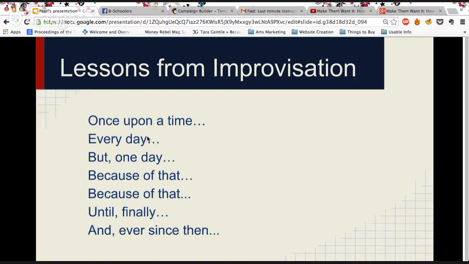So if every about page started resembling this outline, that wouldn't work. That wouldn't be good. It would be boring and repetitive. But everyone can start at the same place in telling stories. And this is a basic story structure. Once upon a time, every day, but one day, because of that, until finally, and ever since then.